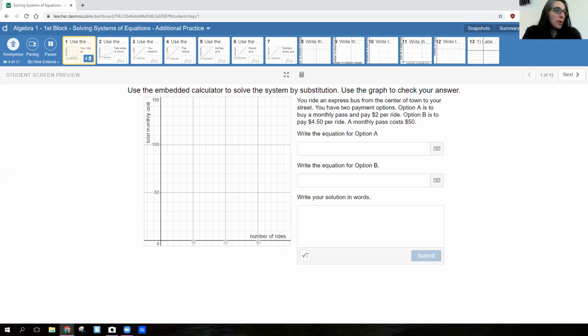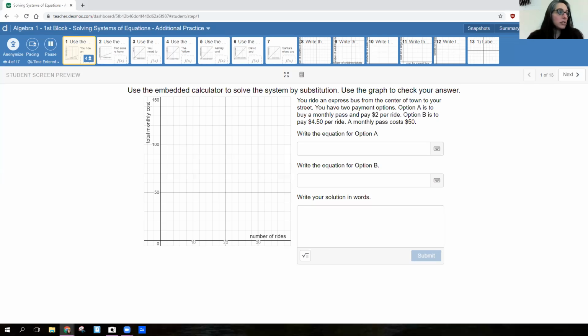You ride an express bus from the center of town to your street. You have 2 payment options. Option A is to buy a monthly pass and pay $2 per ride. Option B is to pay $4.50 per ride. A monthly pass costs $50.